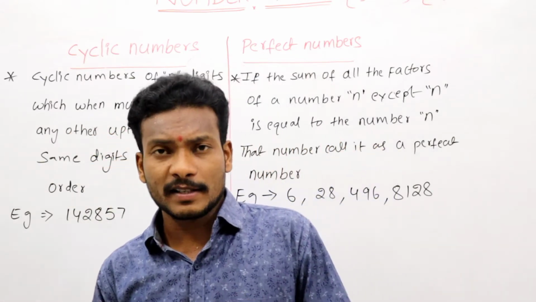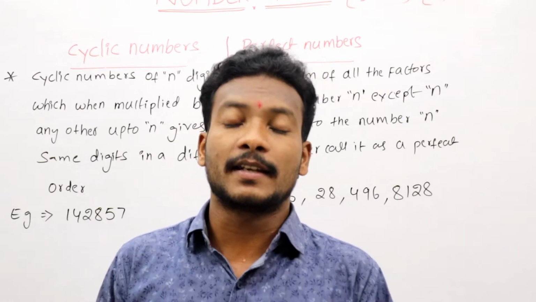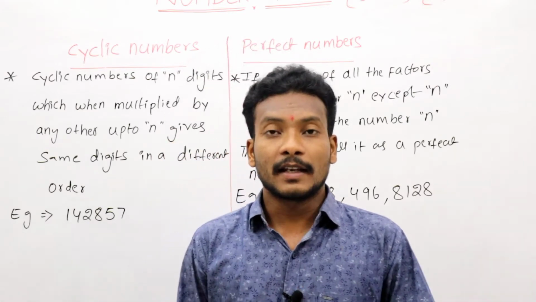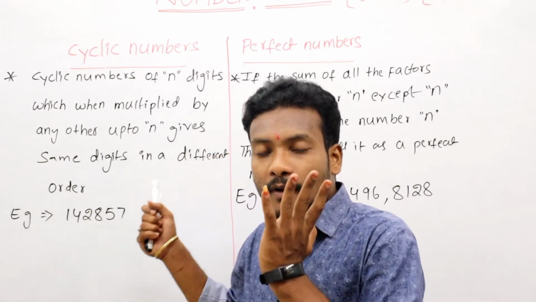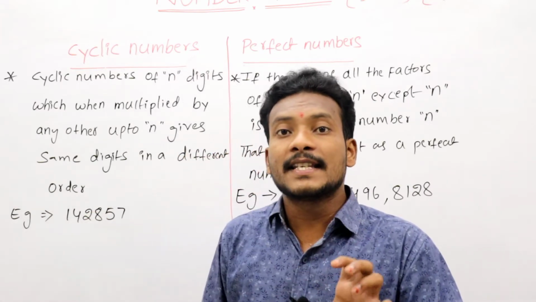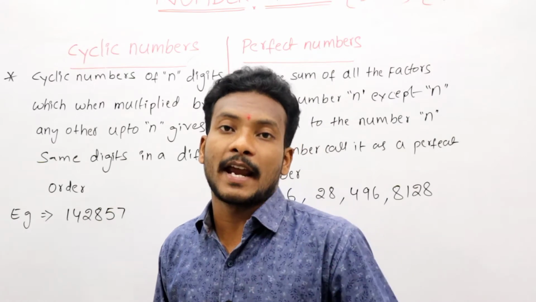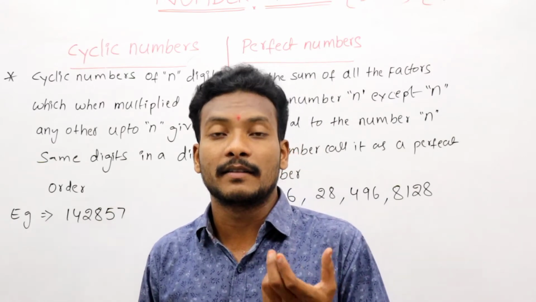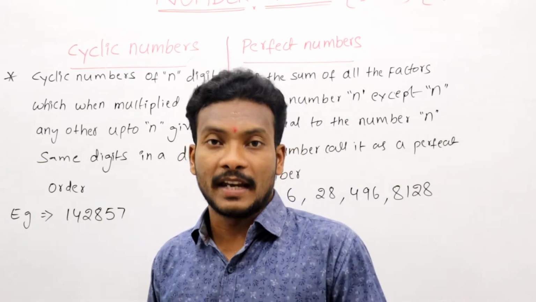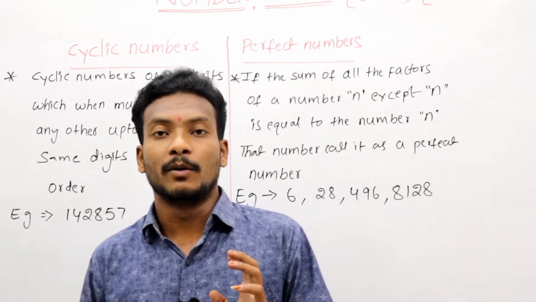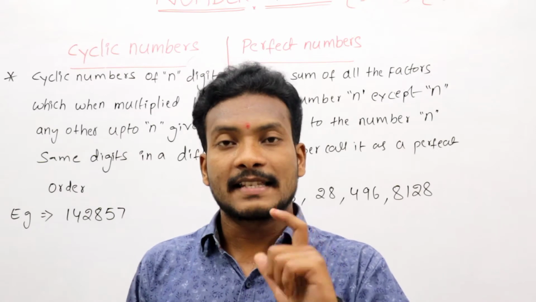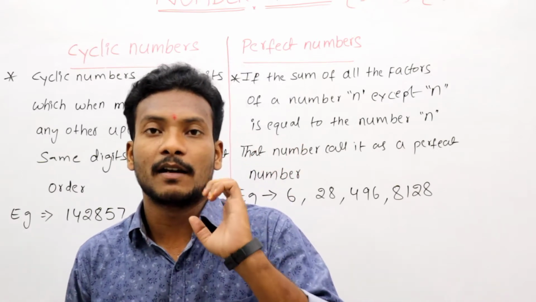Suppose I am taking a 2 digit cyclic number, that is, the value of n is 2. When multiplying up to the nth multiple, the digits in the number are repeated in the resultant value, that is, the product value. I will explain with one example in total.